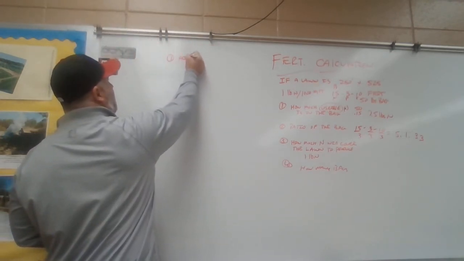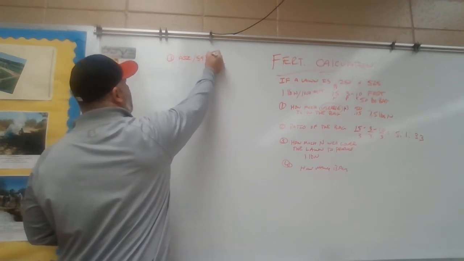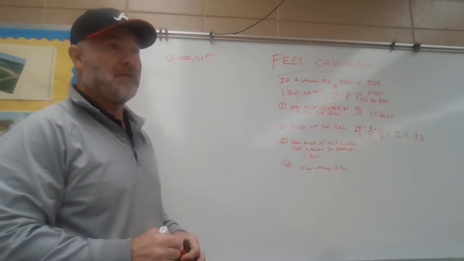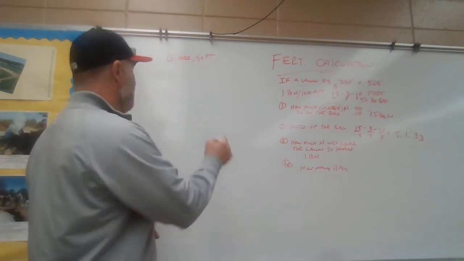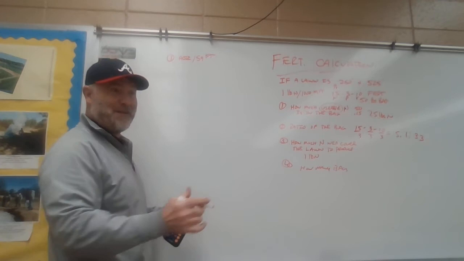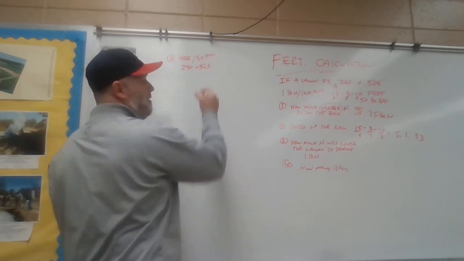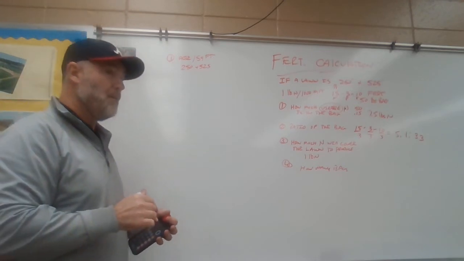Acreage, square feet. 250. There we go. Basic area. 250 times 525. What was the top?